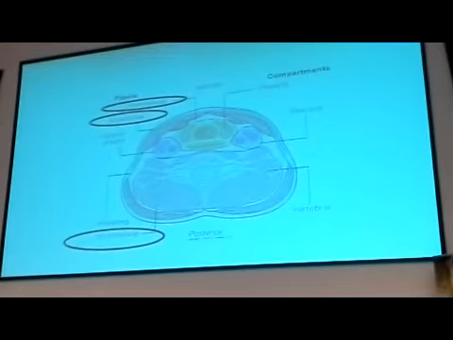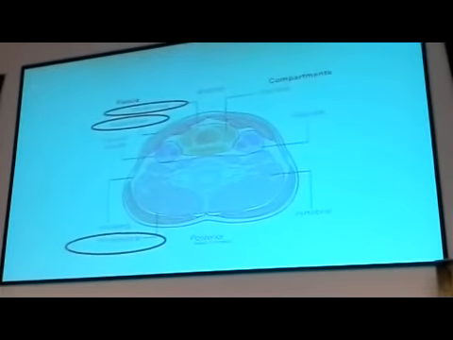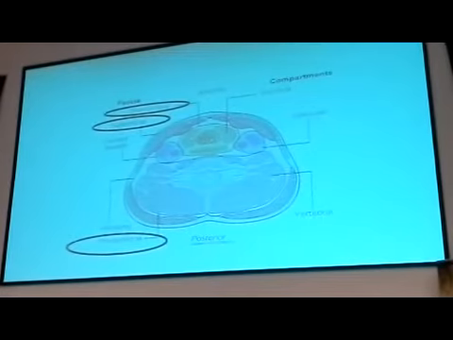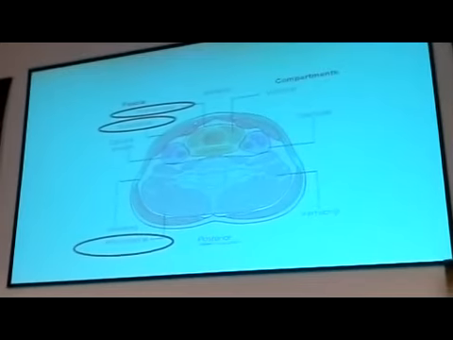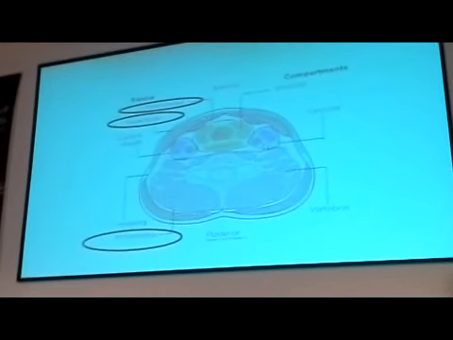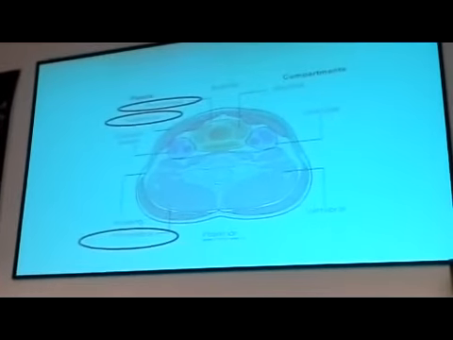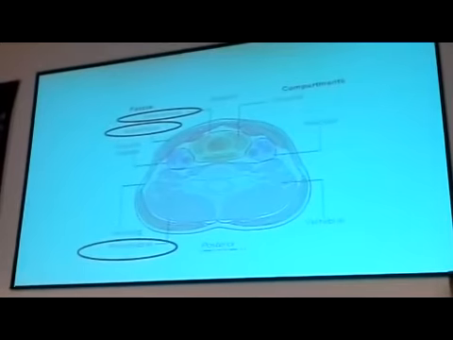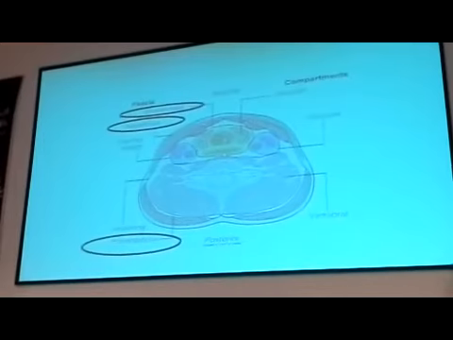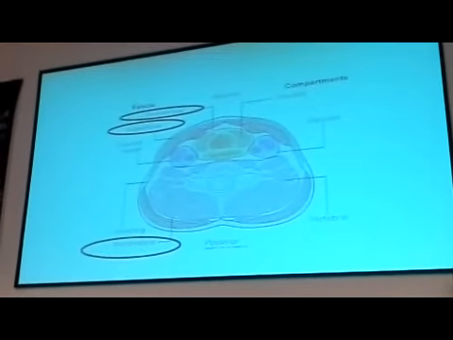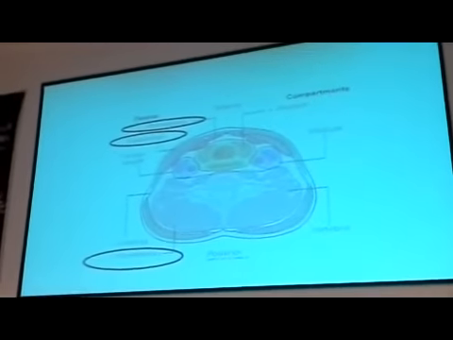This investing layer. And from this investing layer, there is another layer surrounding the blood vessels and the nerve. This is the carotid sheath. And you see here this trachea and esophagus. It is surrounded by a fascia which is called the pretracheal fascia.